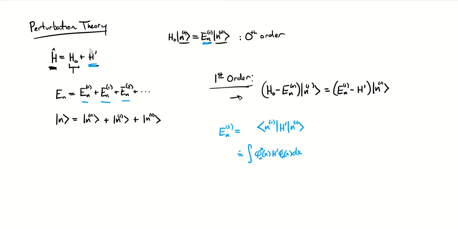And again, we were able to figure these out. It turns out you can figure out these first order corrections without any knowledge of how the eigenstates actually change due to the perturbation. They depend only on the unperturbed eigenstates and that Hamiltonian.